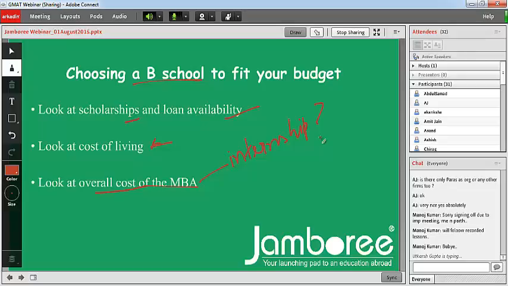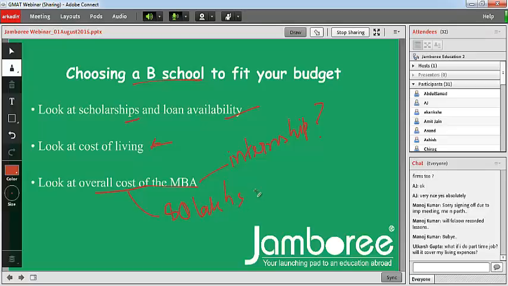But at the same time, let's say that you are applying to a US business school where the cost is 80 lakhs. Even if you get 20% fee waivers, you will still end up paying something like 54 lakhs, right? For example, this is just an example. So even if you get 20% tuition fee waiver, you will still end up paying 54 lakhs.